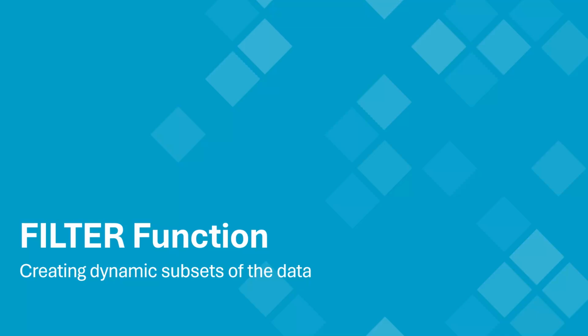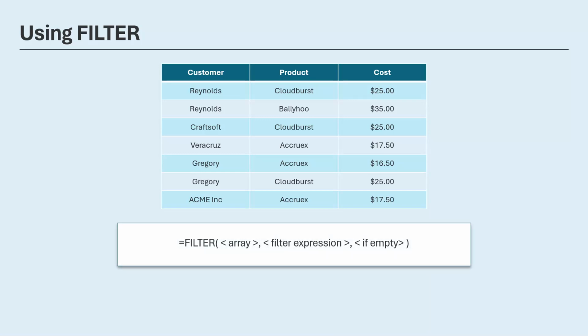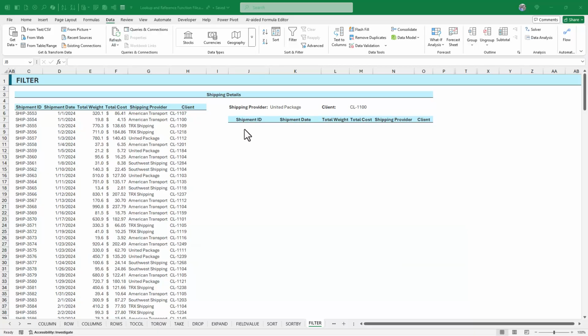So if, for example, you have a table like this one, you could decide to filter by the customer column, the product column, or even the cost column if you had a filter in mind for that. And what you would do is you'd use the filter function, point it at the array of cells that you wanted to return, and then decide on what kind of filter expression to use. Oftentimes we use if it's equal to something, but we can also use if it's greater than or less than something, etc. So in a real-world scenario, for example, we might decide that we want to get all the shipments that were provided by United Package right here.